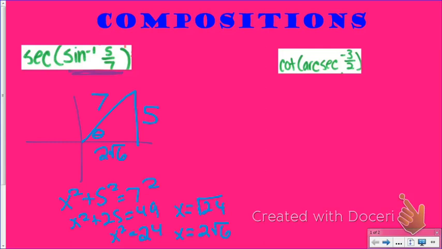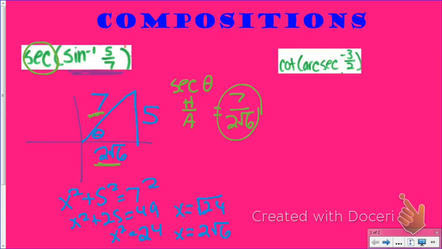Now that my triangle is all filled in, all I need to do is now look at the outside part of this, and the outside part of my triangle tells me to find the secant of theta. So secant is the ratio of hypotenuse over adjacent. So I just look at my triangle, and it's my hypotenuse over adjacent, which is 7 over 2 root 6, and I'm done.